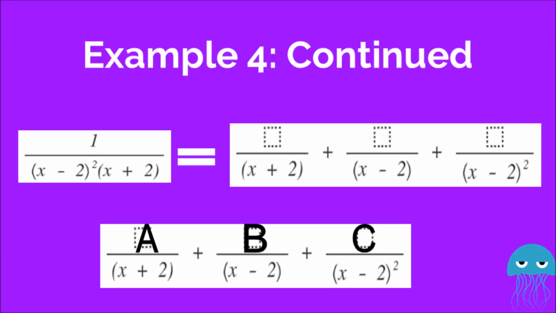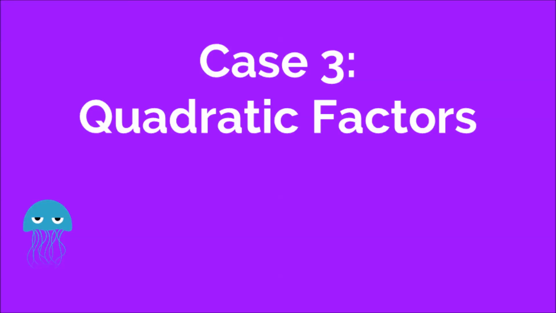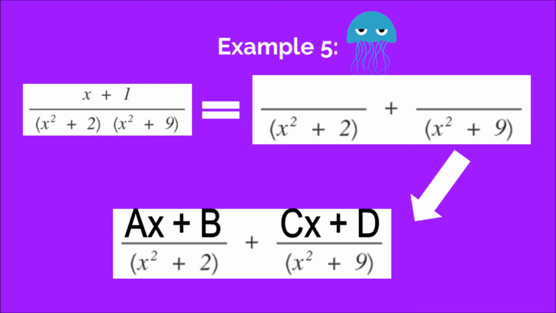A, B, and C. Now, we are going to move on to our third case, where the denominator of our rational functions contains quadratic factors. Previously, we've only worked with linear factors in the denominator, and now we are moving on to those that have quadratics.